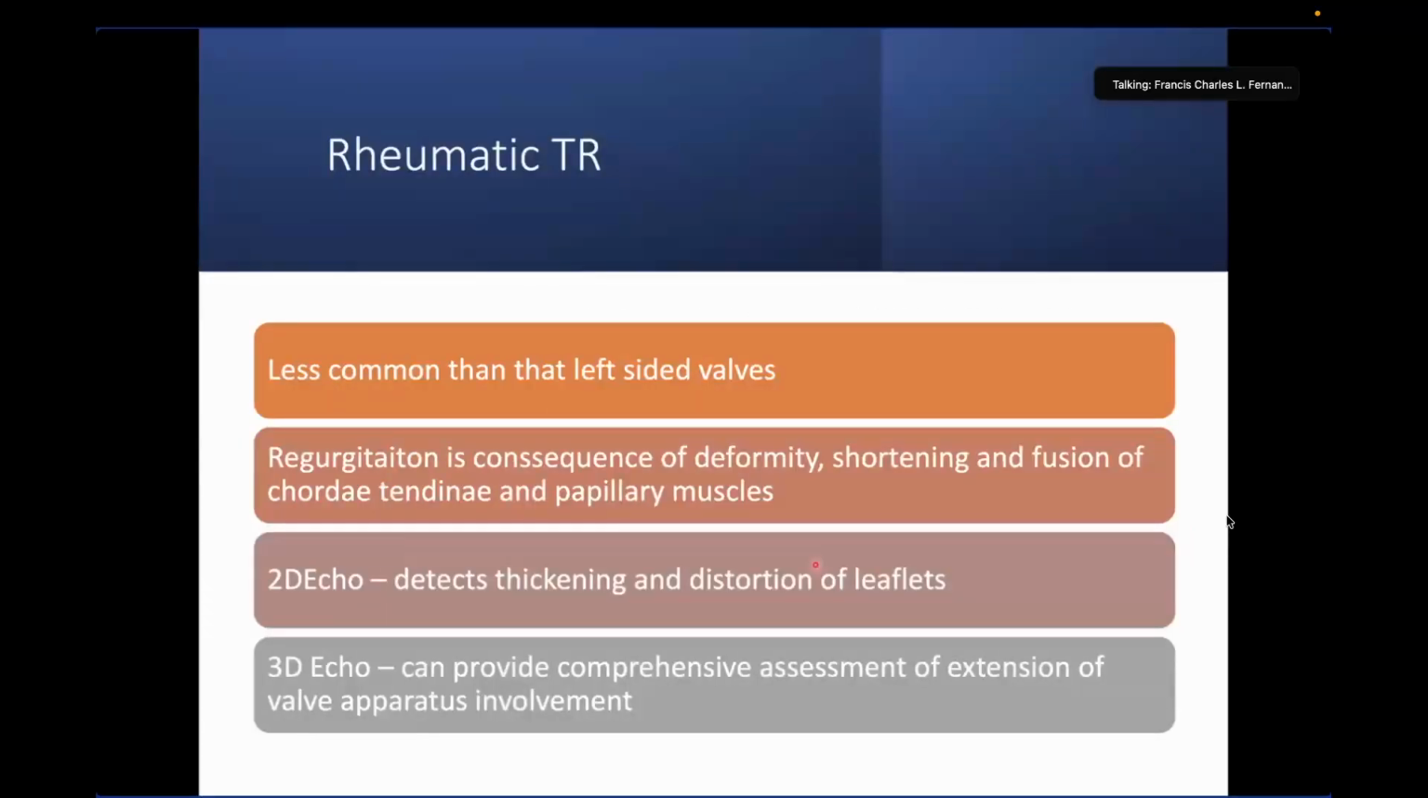So rheumatic TR is less common than in the left-sided valves, namely your mitral and aortic. It is a consequence of deformity, shortening and fusion of the chordae and papillary muscles. So sometimes now, in the advent of 3D echo on top of the 2D echo, which has come a long way in diagnostics, the images can now show some of the structures three-dimensionally. Okay.